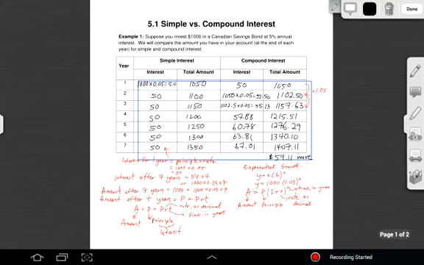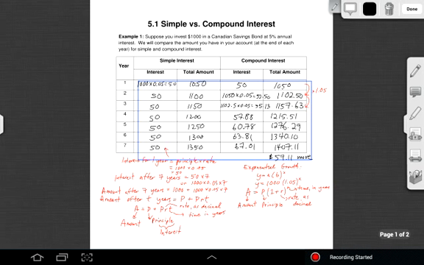Let's review simple and compound interest. In this example, we had $1,000 to start with that we were investing, and we were investing at 5% annual interest. Okay, interest rates in this unit are always given as annual interest rates. And we're going to look at what happens when you calculate simple interest versus when you calculate compound interest.